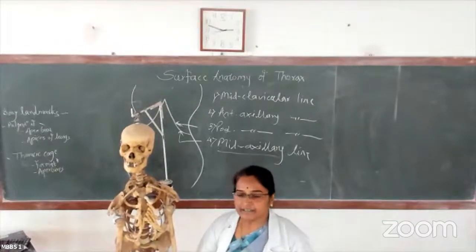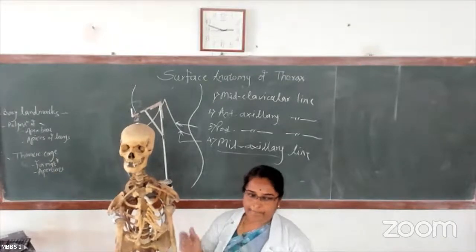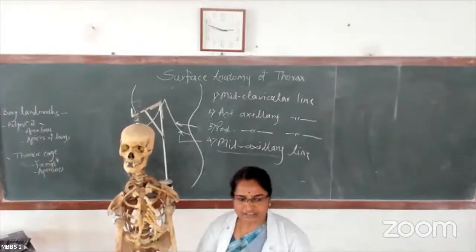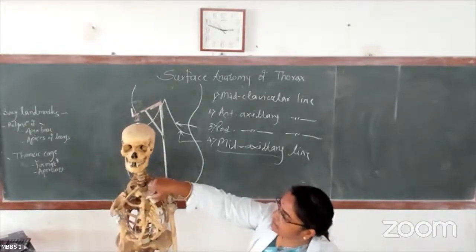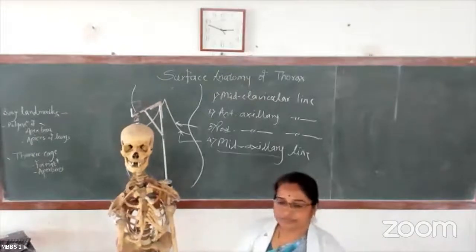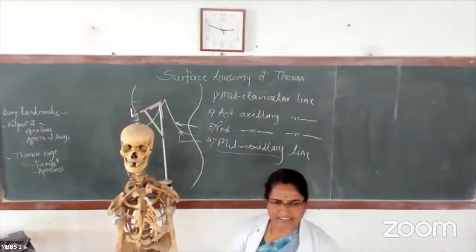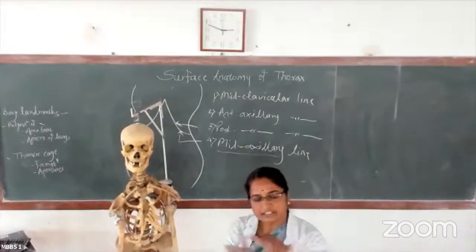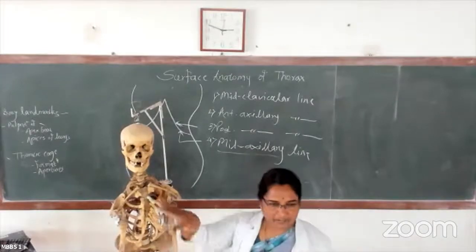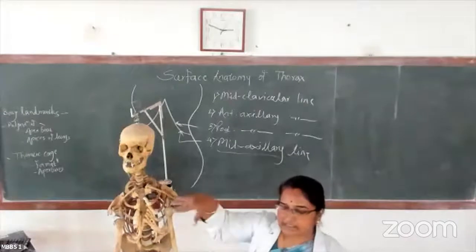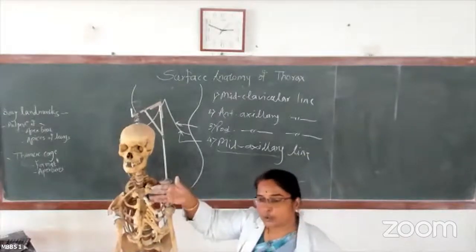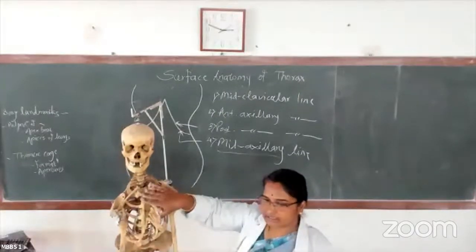On the left side it is left common carotid and left subclavian artery. Again, one event at this sternal angle is the thoracic duct. So it turns from right to left at this angle. So thoracic duct turns right to left at this level.